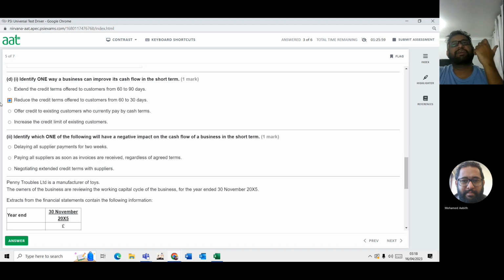And then the last one, increase the credit limit of existing customers, is going to do the same, because it means they will buy more items on credit and they will not pay on time. Maybe 30 days or 60 days, whatever it is, they owe you more for a longer period. Next one.